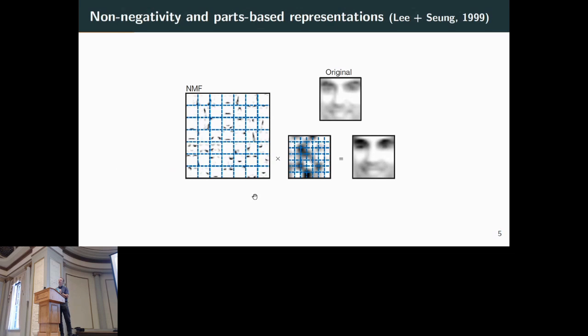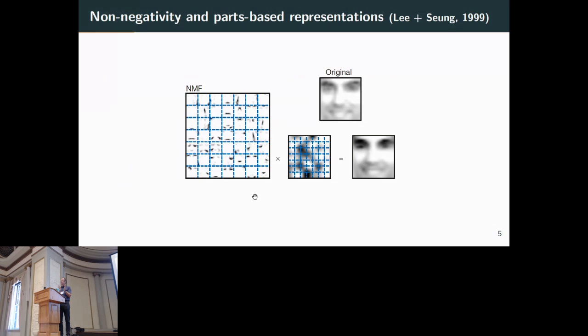So let's start with non-negativity. This is the example that Lee and Seung gave. I'm using their pictures from their paper here. They considered doing matrix factorization on images of faces. Each face is a square grayscale image here.